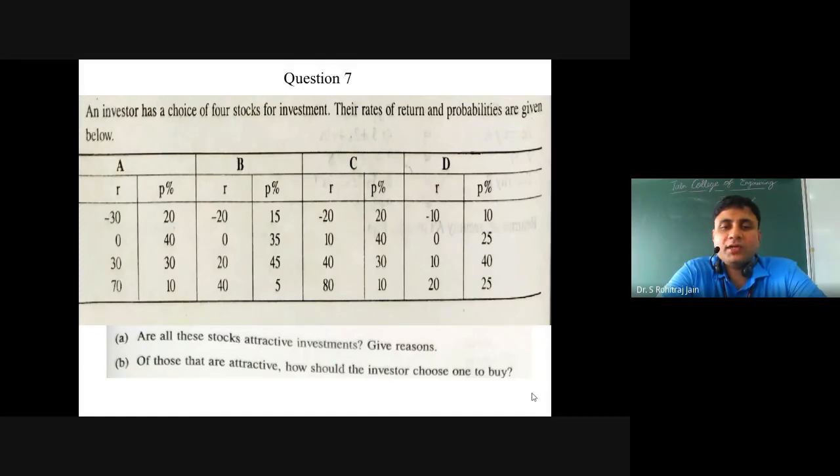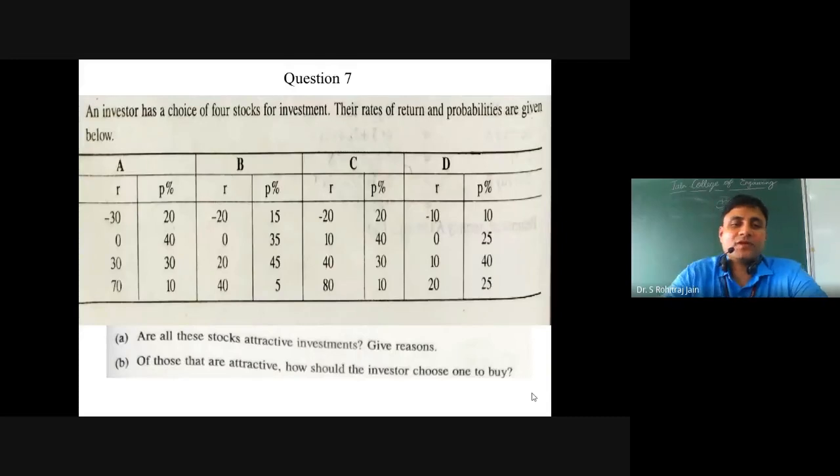So what you need to find out, see, the A part: are all these stocks attractive investments? Give reason. Then the B part of the question: of those that are attractive, how should the investor choose one to buy? See, as far as the B part is concerned, if you feel all the stocks are attractive, then as an investor, which stock should you prefer buying? That means based on risk and return parameters.